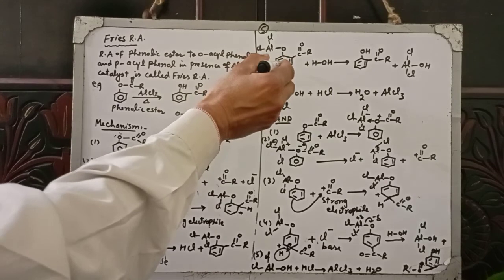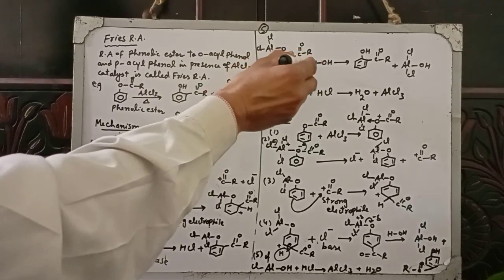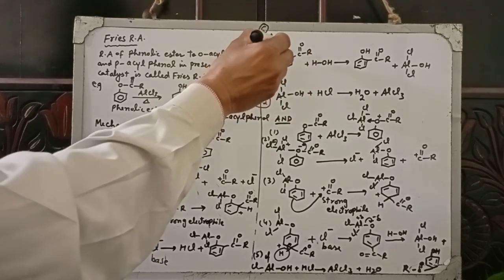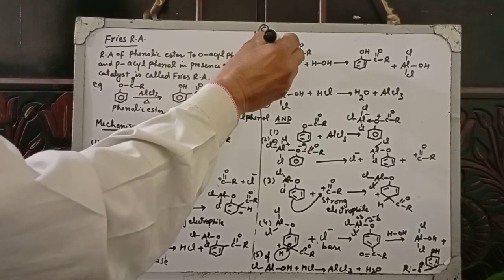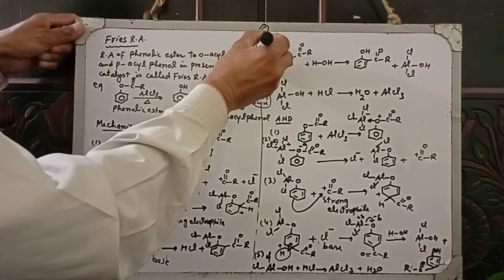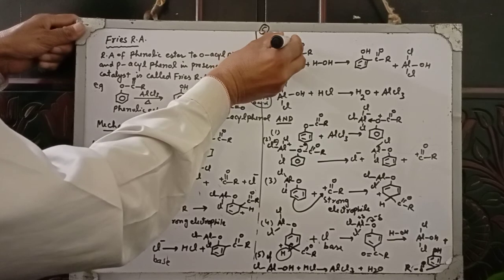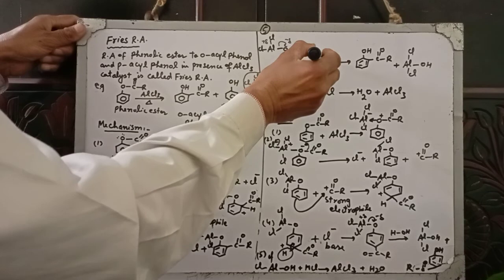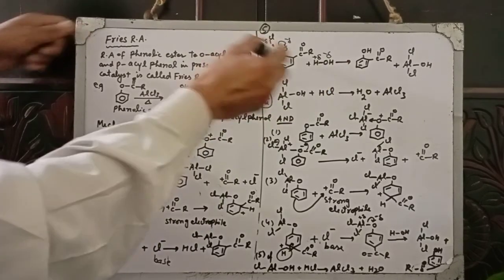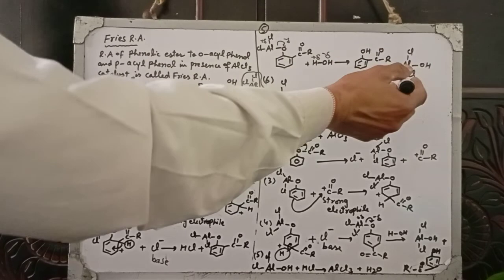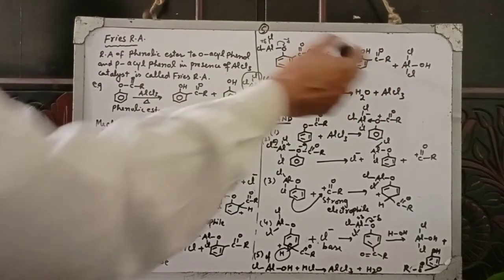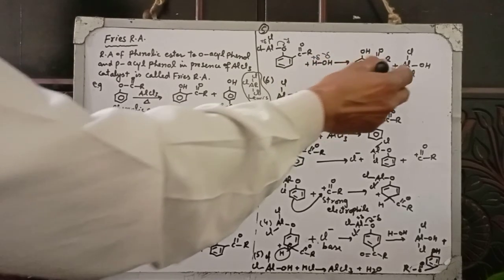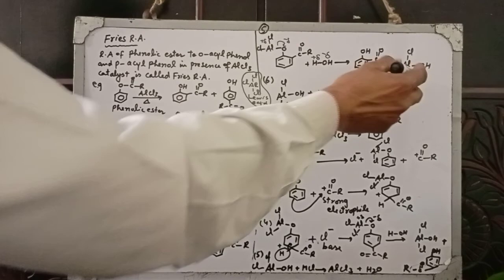Now in the next step, water will be added. It is used as the medium. Hydrolyze it, and this oxygen will take electrons because an electropositive metal is attached to oxygen. This becomes partial negative. OH will attach to AlCl2. Aluminium hydroxide chloride will be generated, and this O will convert into OH. This is ortho-acyl phenol. Now this will react with the HCl.